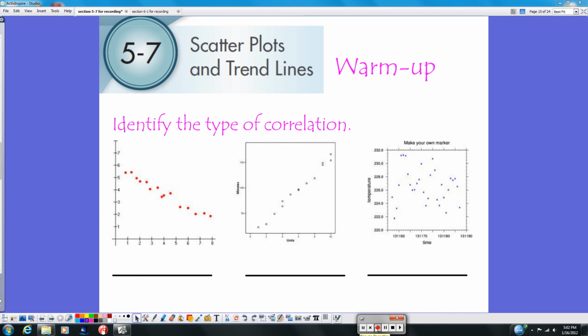Welcome to section 5.7, day 2, scatter plots and trend lines continued. As a warm-up, let's just review the different types of correlation. I want you to identify each of these as positive, negative, or no correlation. The first one shows a negative correlation, the second one is positive, and the last one is no correlation.